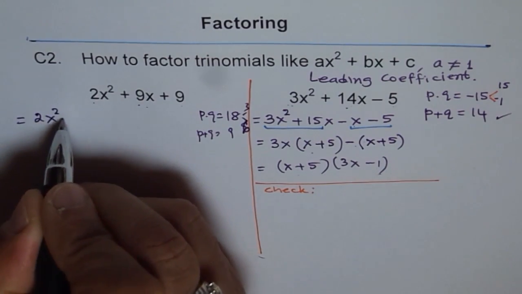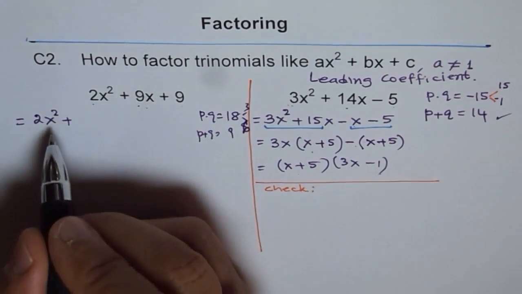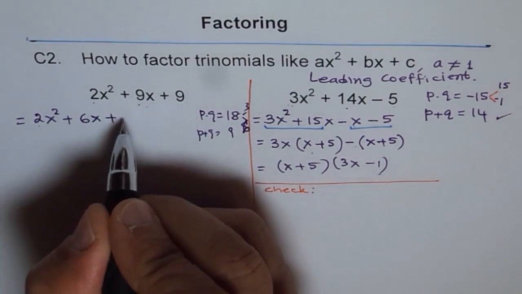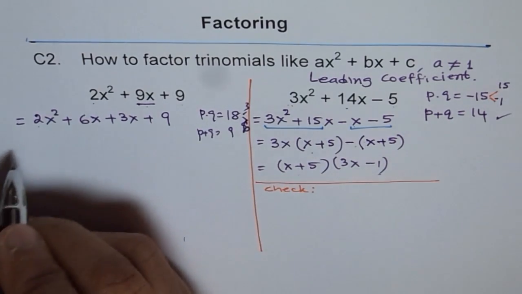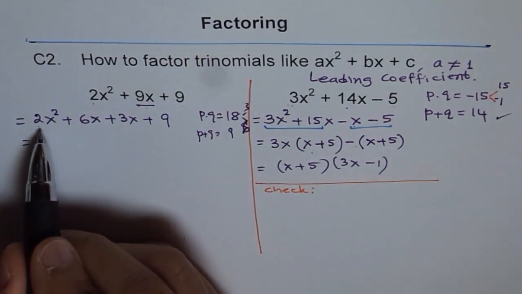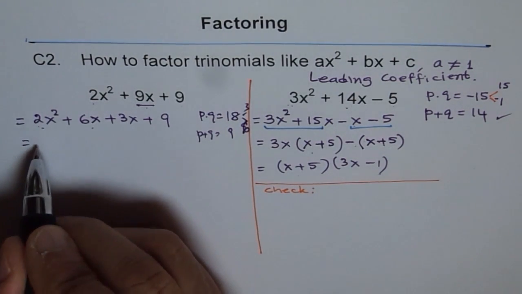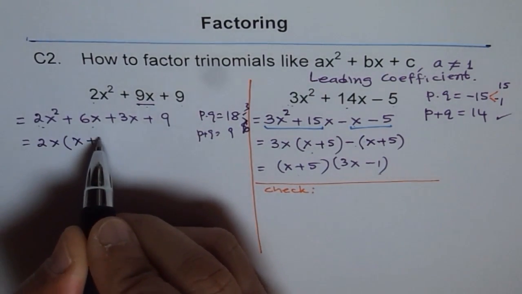So we get 2x squared plus, so I got 3 and 6. I prefer to write 6 first since this is even. So 6x plus 3x is my 9x, correct? Plus 9. Now we can group them. First two numbers will give me a common factor of 2x. I'm left with x plus 3.